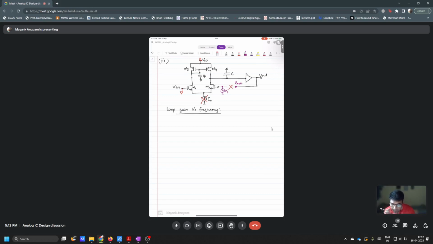So here two poles must be there. Fine. So tell me now, when I apply V test here, and this is by the way hanging here, what is the impedance looking in here? It's 1 over GM, isn't it?